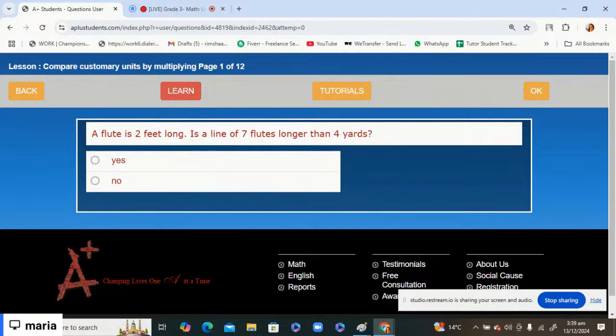Is a line of 7 flirts longer than the 4 yards? Multiply first of all 7 with the 2, and 4 with 2. Then 7 times 2 is 14, and 4 times 2 is 8. So yes, we can say that the line of 7 flirts is longer than the 4 yards. Okay, so the answer is yes. Let's go with it.